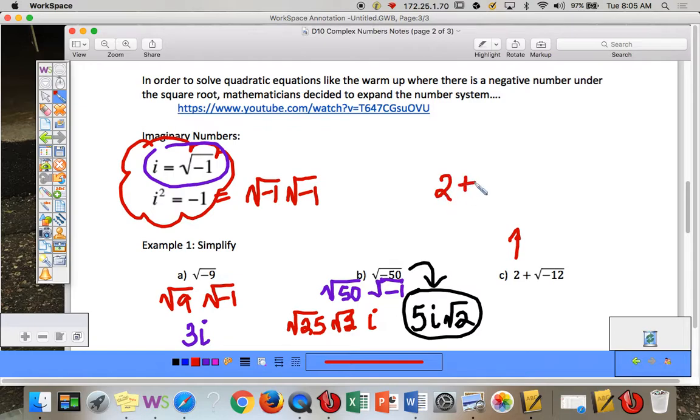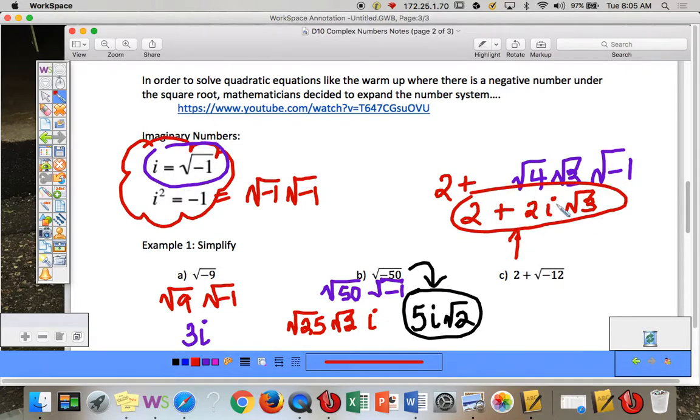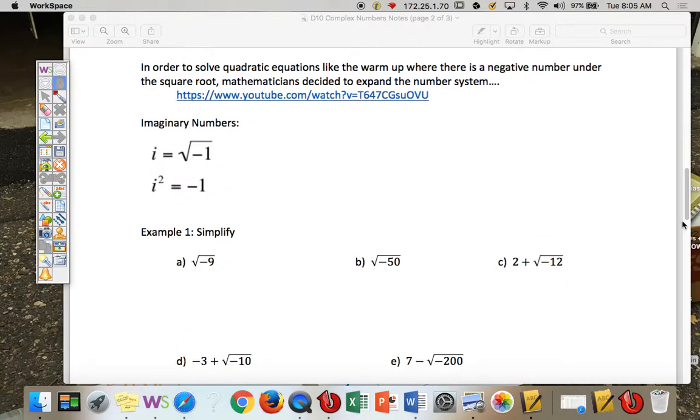The next one here, I'm going to do my work here. The 2 plus, we don't change. But the square root of 12, again, I'm going to break it up. This is the square root of 4 times the square root of 3 times the square root of negative 1. The square root of 4 is 2. The square root of negative 1 is i. And then we have the square root of 3. So this is 2 plus 2i times the square root of 3. So I'm going to practice pulling out that i.